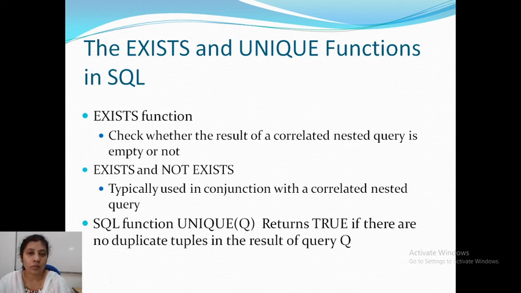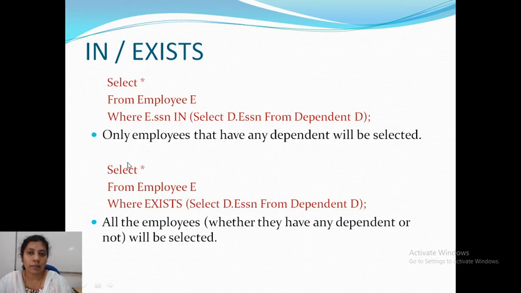And there is one more function called unique. This will return true if there are no duplicate tuples in the result of a query. Now here we can compare two things, the in operator and the exist function. When you use the in operator, it will compare the value of an attribute with the set of values which you are giving for the in operator.